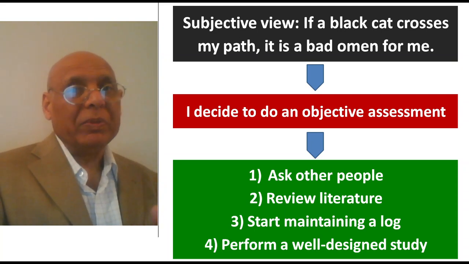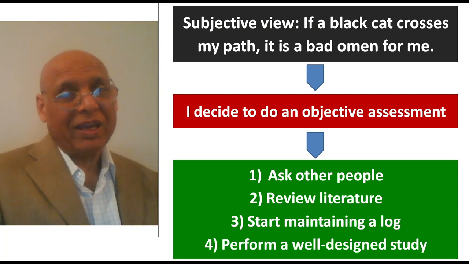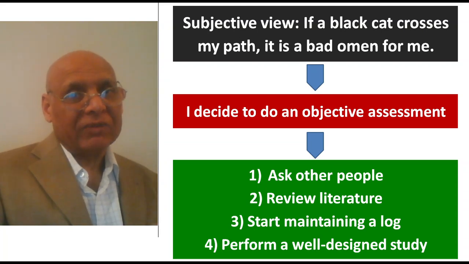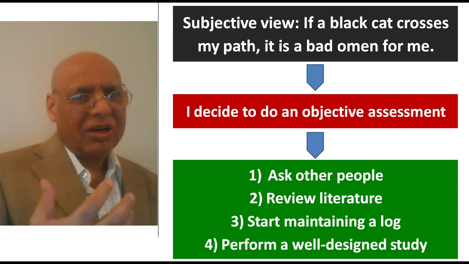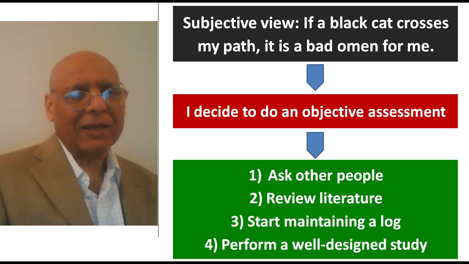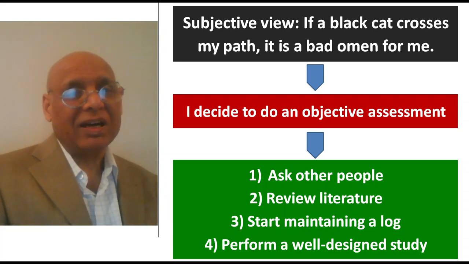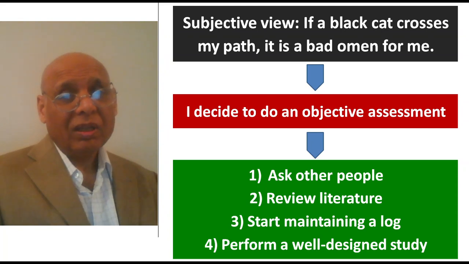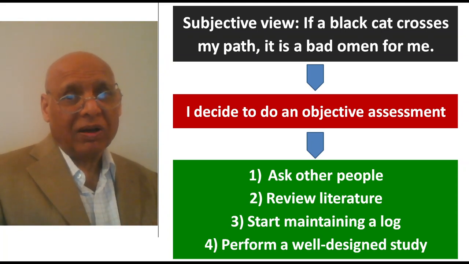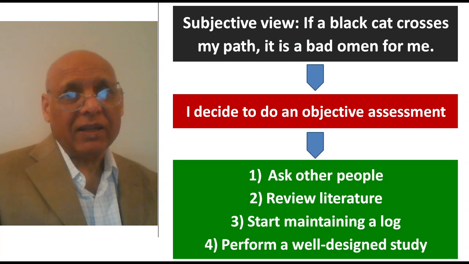And third option will be that I start maintaining a log. So every time a black cat crosses my path, I go on with my day, I go on my activities, and after the day ends, I write it down how my day was, or if there was any big mishap or misfortune or any bad incident for that day or not. And fourth way will be that I perform a well-designed study. Now let me walk through all these four options in a bit of detail.